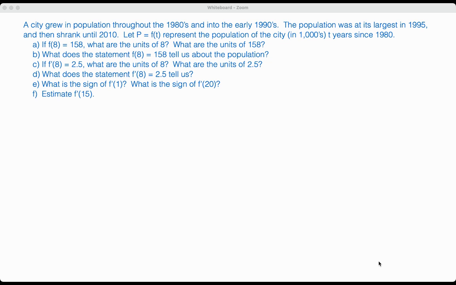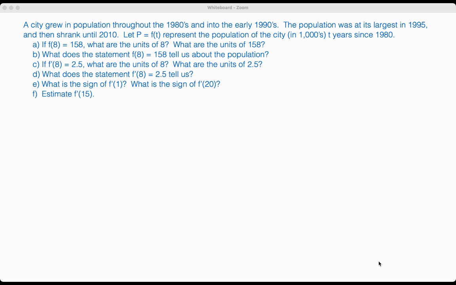Here's one example. Take a look at the problem that's in front of you. It's about a city and the population basically throughout the 80s and 90s. All we're going to do is stop and evaluate things that have already been told to us in the actual problem. For example, in part A, all I'm asking for, what are the units there?